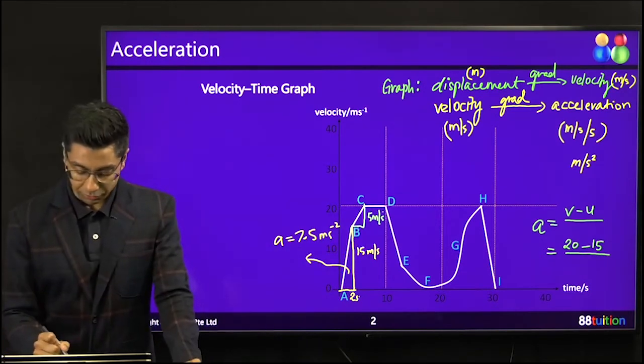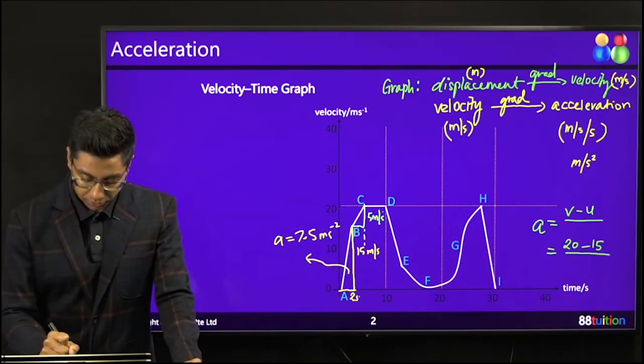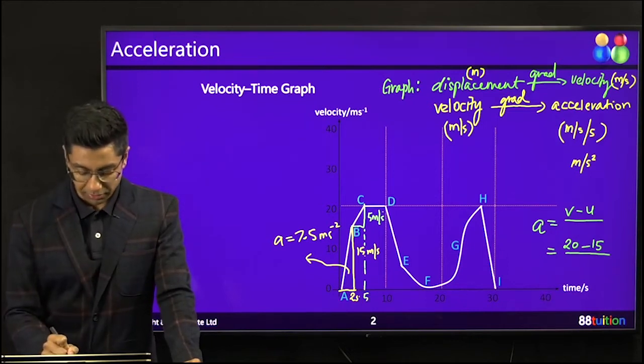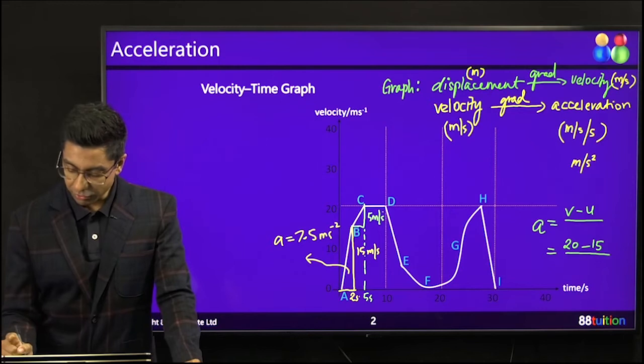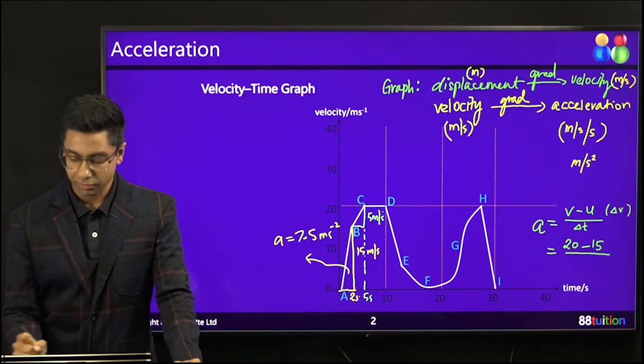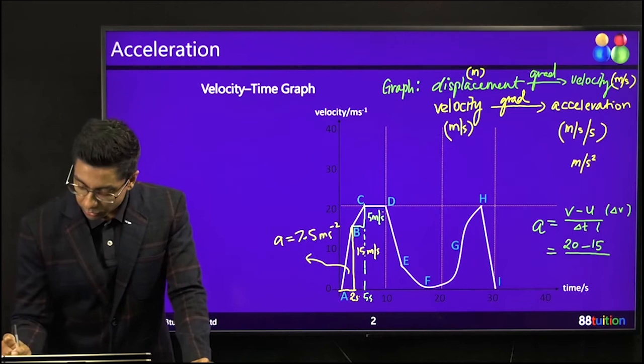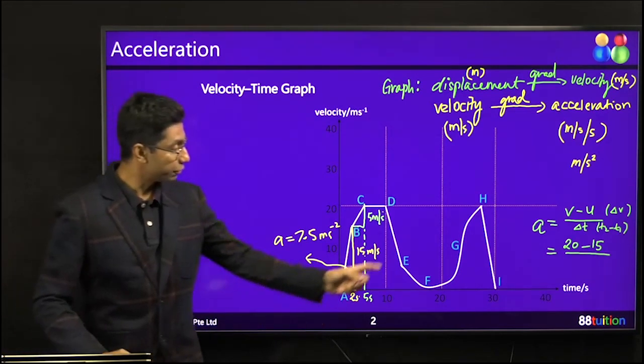The time taken for this, I have to go down and see, is about 5 seconds. But it's the rate of change of time as well, okay? Because this is the rate of change of velocity, v minus u, the change of time is also t2 minus t1. You'll be making a big mistake if you put 5 there.